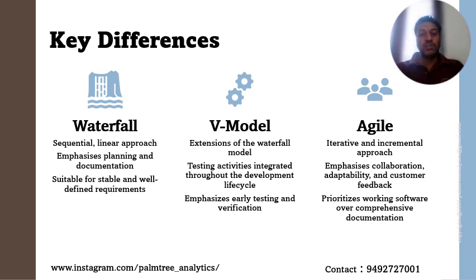Waterfall does not involve much feedback or communication with the customer or end user until the final stage of the project, which can result in mismatched expectations or requirements. V model also does not involve much feedback or communication with the customer or end user until the final stage of the project, but it ensures that software meets the customer's expectations and requirements by testing each phase. Agile involves much feedback and communication with the customer or end user throughout the project, which can result in higher customer satisfaction and collaboration.